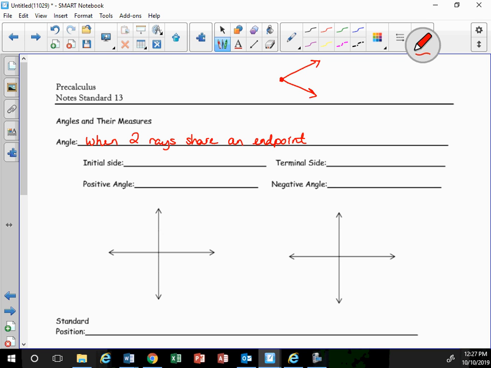All right, the initial side of your angle, it is where the angle begins. So if the initial side is where it begins, what do you think the terminal side is? Where it ends. The angle ends.